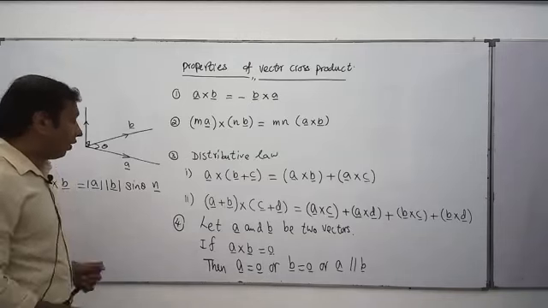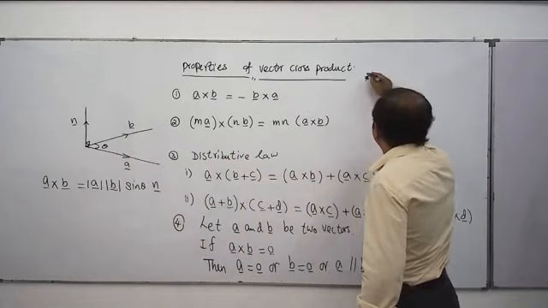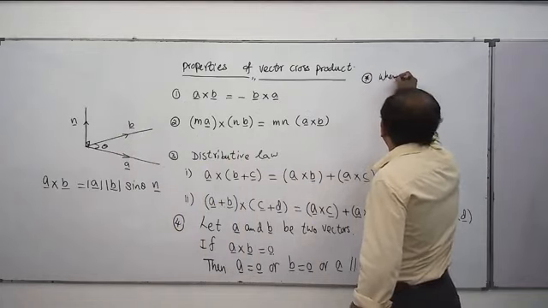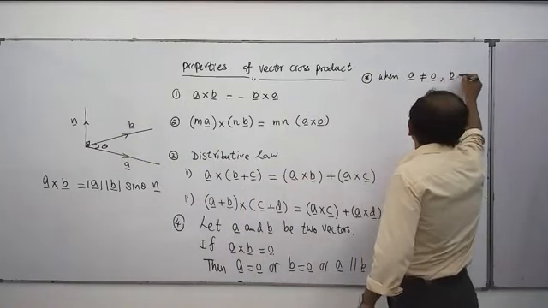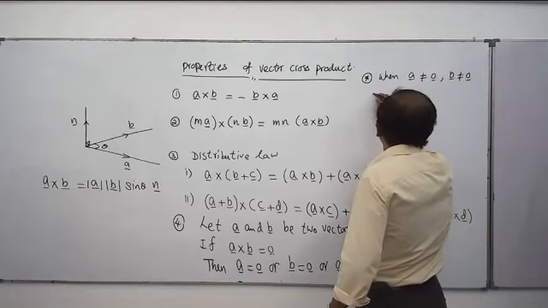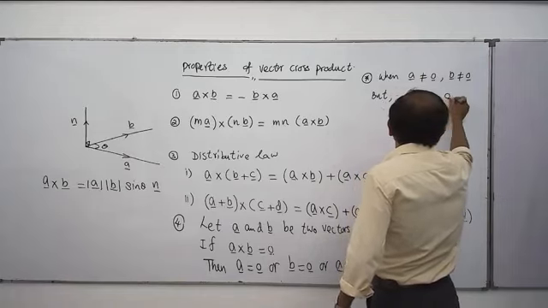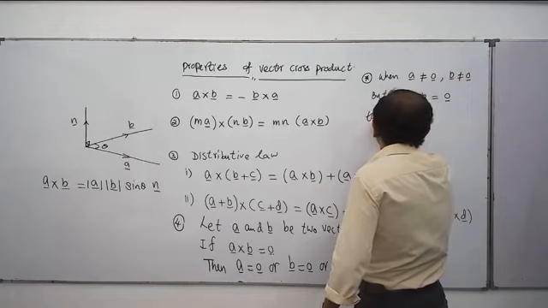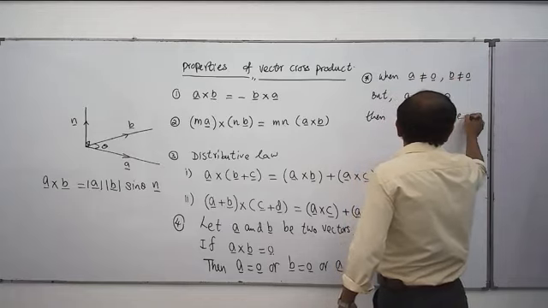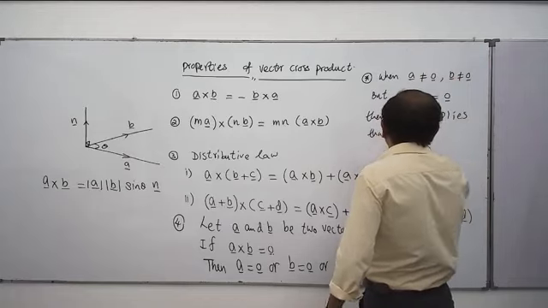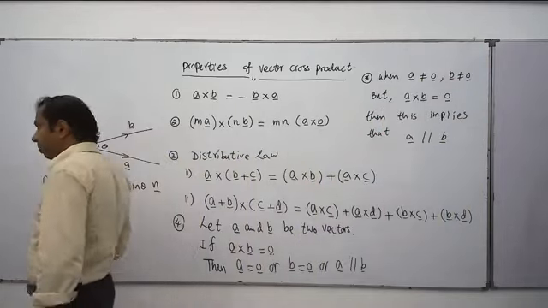Now people will write there a star mark for the same thing. When vector A is not equal to null vector, vector B is not equal to null vector, but A cross B is equal to null vector, then what can we say? Then this implies that vector A is parallel to vector B.